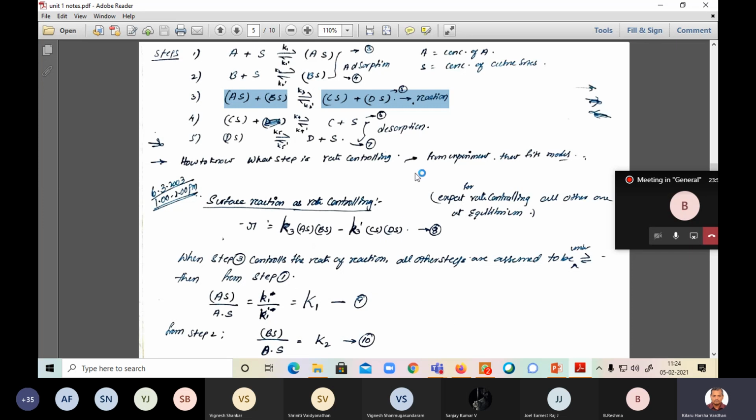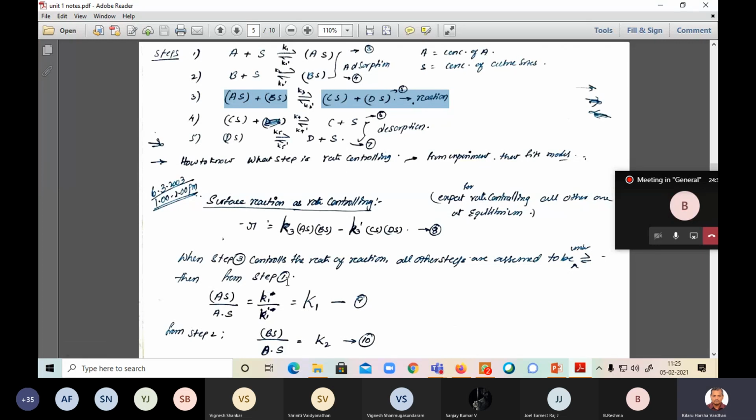Now here we are assuming step 3, the reaction, is controlling. When step 3 controls the reaction, all other steps are assumed to be in equilibrium, right? So we assume that the other adsorption steps are comparatively at equilibrium, and the other things are not much important. Only the resistance lies in the reaction. That is why we call it rate controlling. So other steps are very fast.